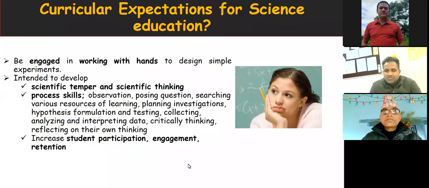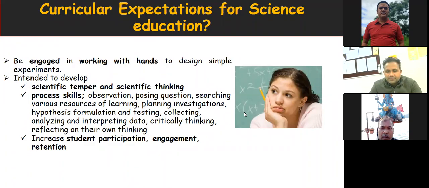Searching various risks for learning. On the basis of that one, you can plan your investigation by formulating a hypothesis, and it will lead to testing of the collected data, analyzing them, interpretation of the data. And by all these things, the main purpose of science learning is to promote critical thinking, so that students can reflect on their own ideas.